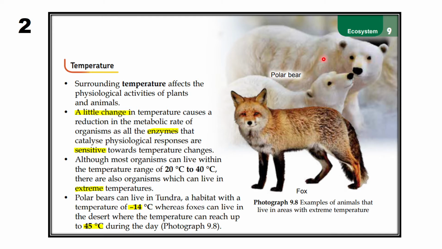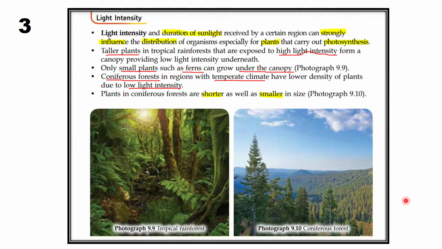Polar bear. Dia tinggal di kawasan tundra, a habitat that is really cold. In fact, negative 14 degrees Celsius. Okay, another one is fox. Okay, they can live in desert with temperature reaching up to 45 degrees Celsius during the day. So these are examples of animals in extreme temperature.